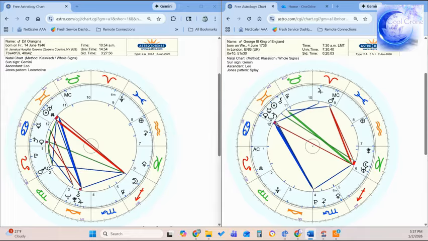Now let's talk about their respective ascendants in terms of degree. Now George has a 0 degree rising, a 0 degree Leo rising. This makes him super Leo. 0 degrees of Leo confers ultimate power.